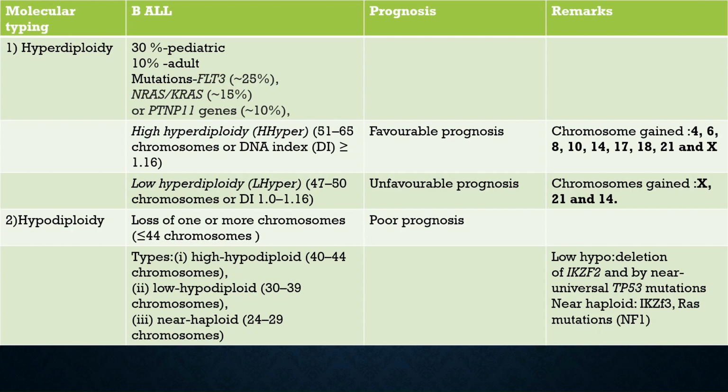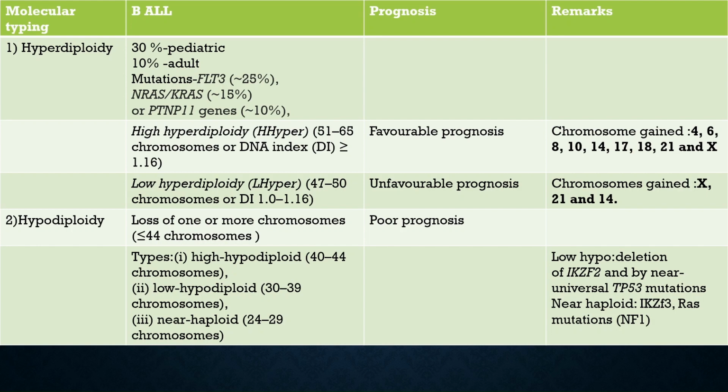First, understand what is hyperdiploidy. When the chromosome number is increased to more than 46, it is called hyperdiploid. The normal number of chromosomes is 46. So, in high hyperdiploidy, the chromosome number is between 51 to 65 and the DNA index is more than 1.16. In low hyperdiploidy, the chromosome number is increased but less than in high hyperdiploidy. It is between 47 to 50 chromosomes and the DNA index is between 1 to 1.16.